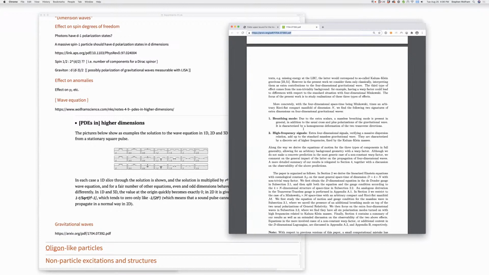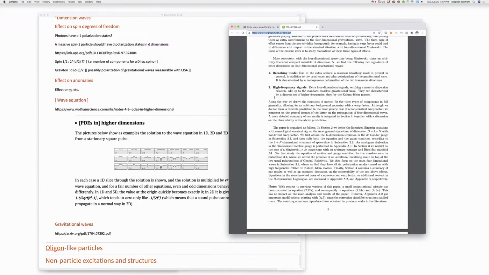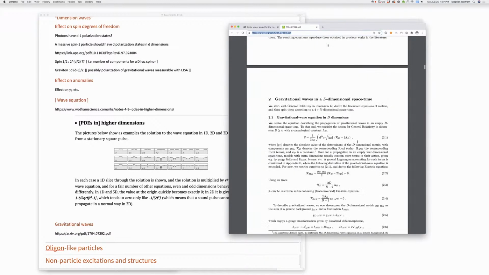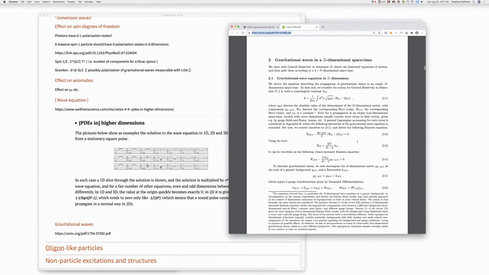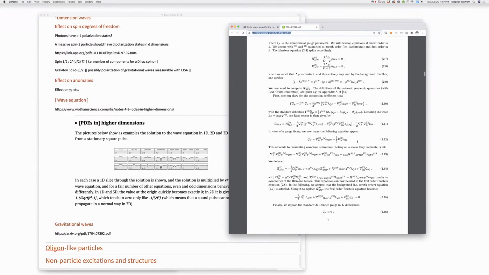Okay, breathing mode. In addition to the usual cross and plus polarization of the gravitational wave, homogeneous deformation of the two transverse directions. Right. Massive dispersion relation. Yes, that's exactly what we would expect. Discrete set of higher frequencies, right, fixed by the Kaluza-Klein masses because they're basically standing waves in that direction. Well, how convenient. These guys have worked this out.